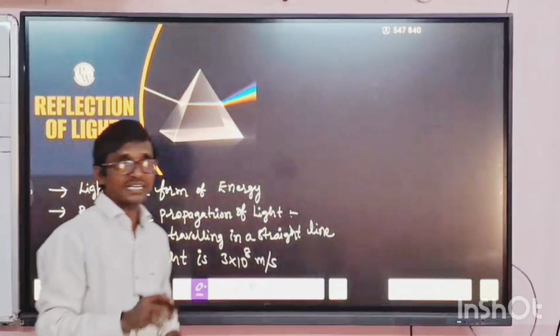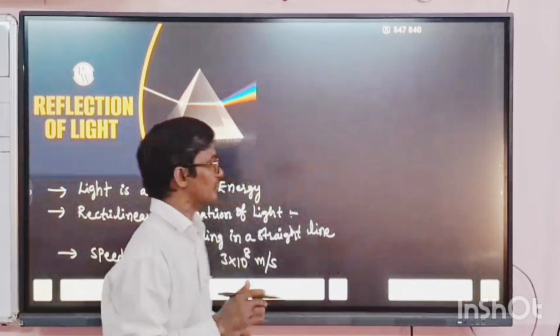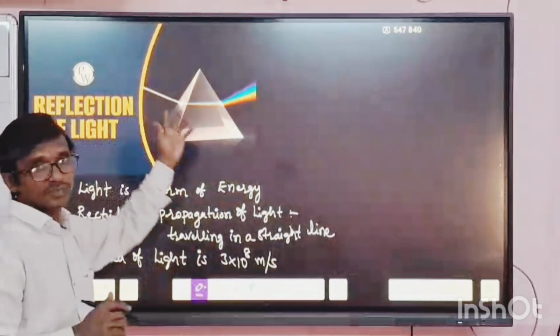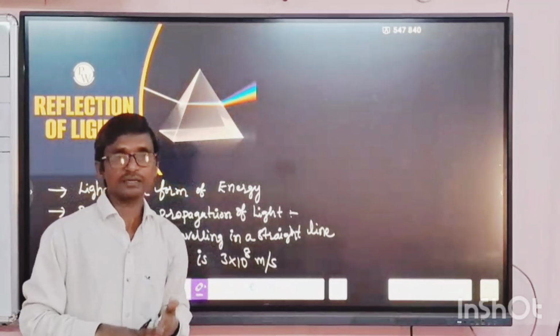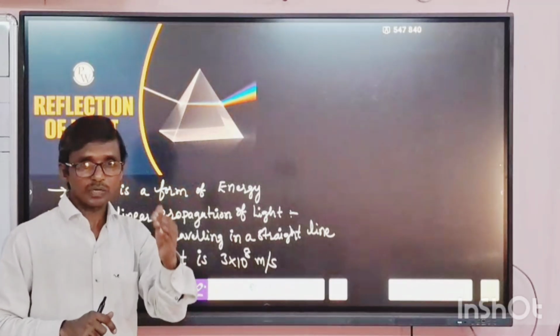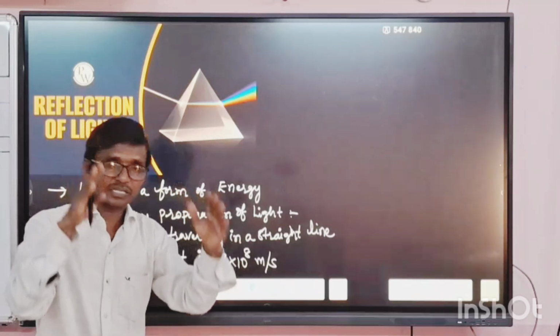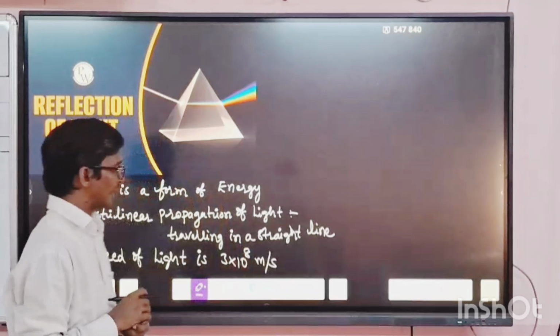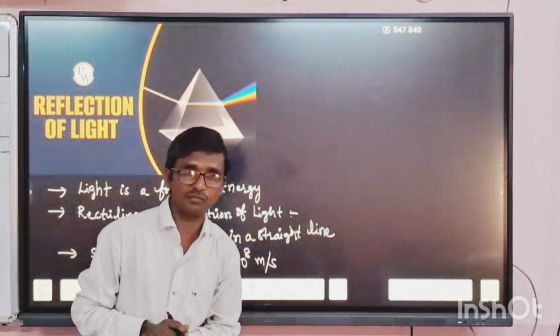Light has different properties. What are the properties of light? The first one is reflection, second refraction, third interference, polarization, diffraction, then dispersion and scattering. These are the different properties of light we observe. One of these properties is the reflection of light.